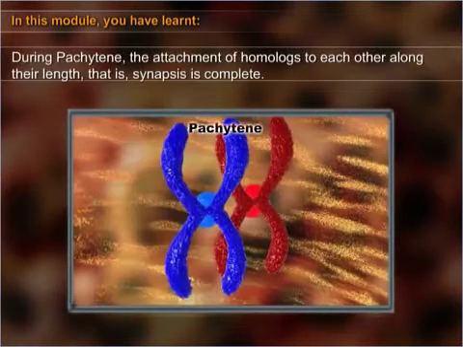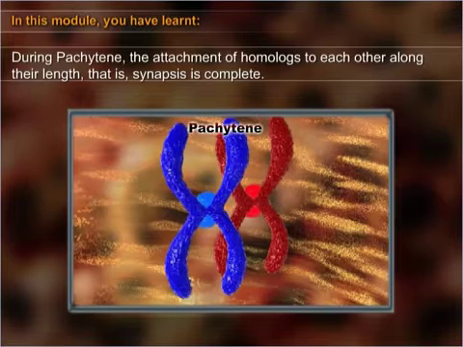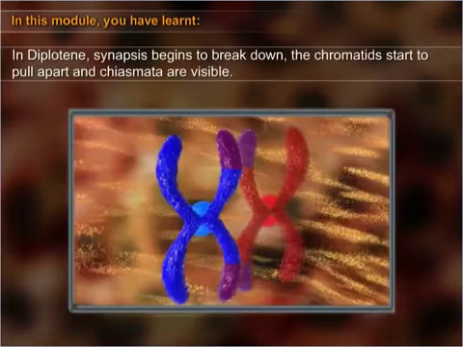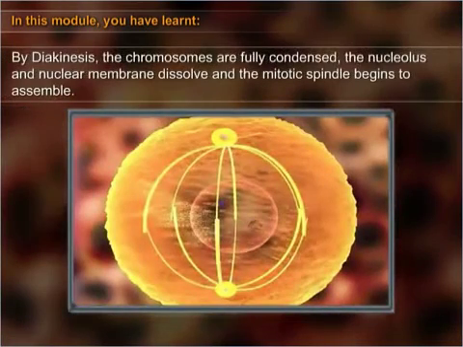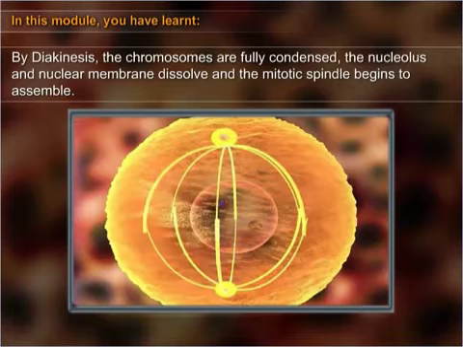During pachytene, the attachment of homologs to each other along their length, that is synapsis, is complete. In diplotene, synapsis breaks down, the chromatids start to pull apart and chiasmata are visible. By diakinesis, the chromosomes are fully condensed, the nucleolus and nuclear membrane dissolve, and the mitotic spindle begins to assemble.